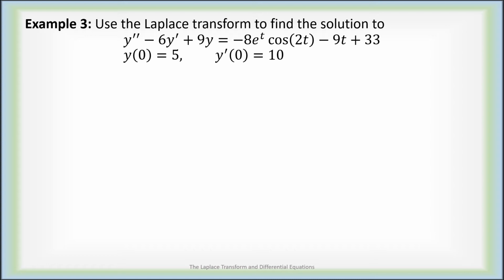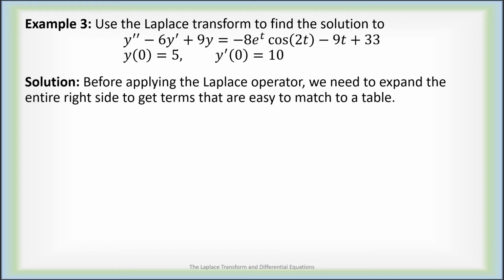And finally, a third example. Use the Laplace transform to find a solution to y double prime minus 6y prime plus 9y equals negative 8e to the t cosine of 2t minus 9t plus 33, with initial conditions y of 0 equals 5, y prime of 0 equals 10. Before applying the Laplace transform to both sides, we're going to want to expand the entire right-hand side to get terms that are easy to match to a table.